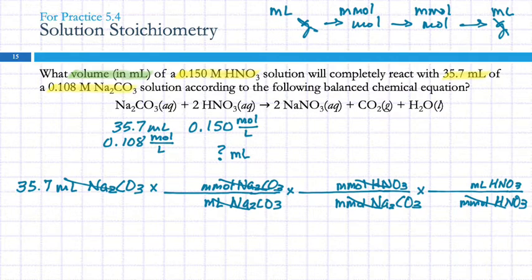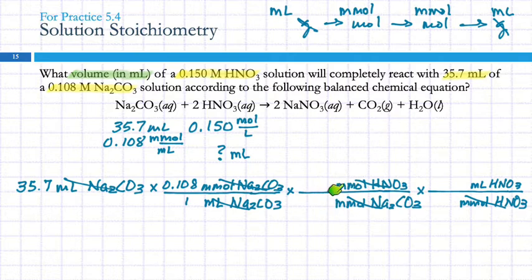Let's just do this. Millimoles per milliliter, right? So 0.108 millimoles for every 1 milliliter.